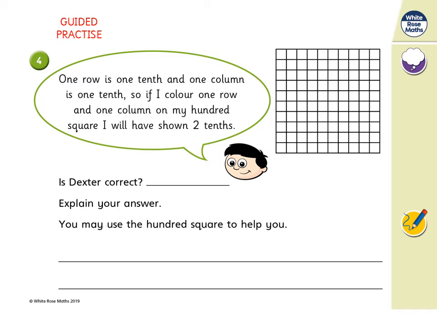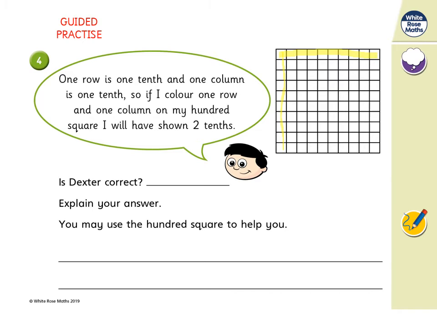So Dexter says 1 row is 1/10 and 1 column is 1/10. So if I colour 1 row and 1 column on my 100 square, I will show 2/10. Is Dexter correct? Have a little think, and then can you explain your answer?